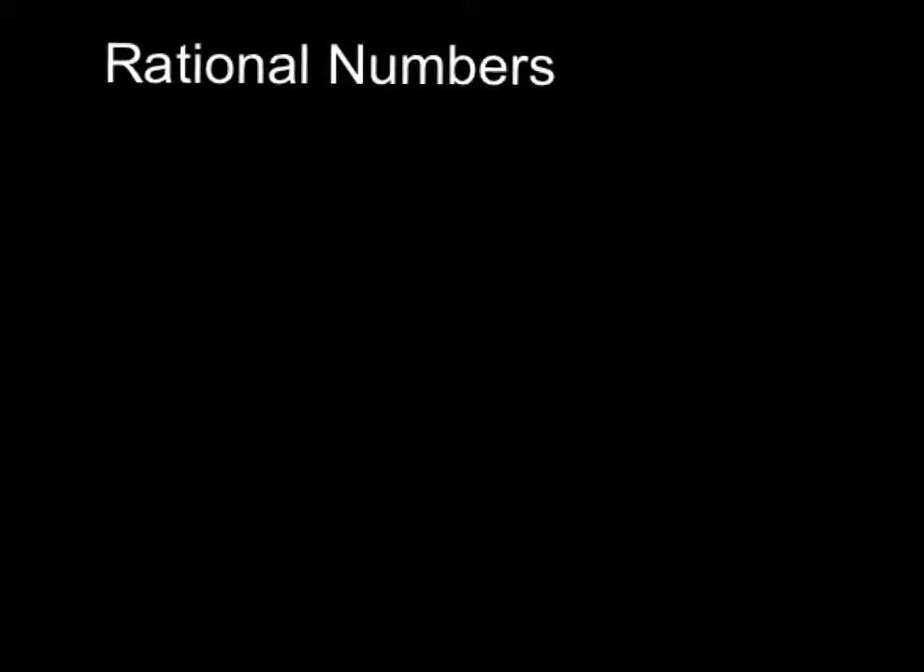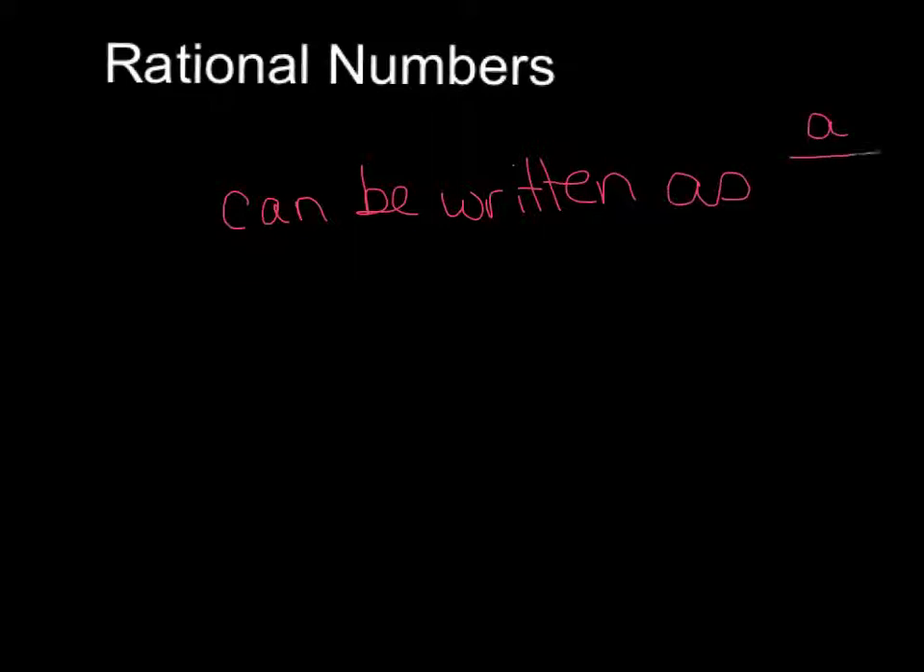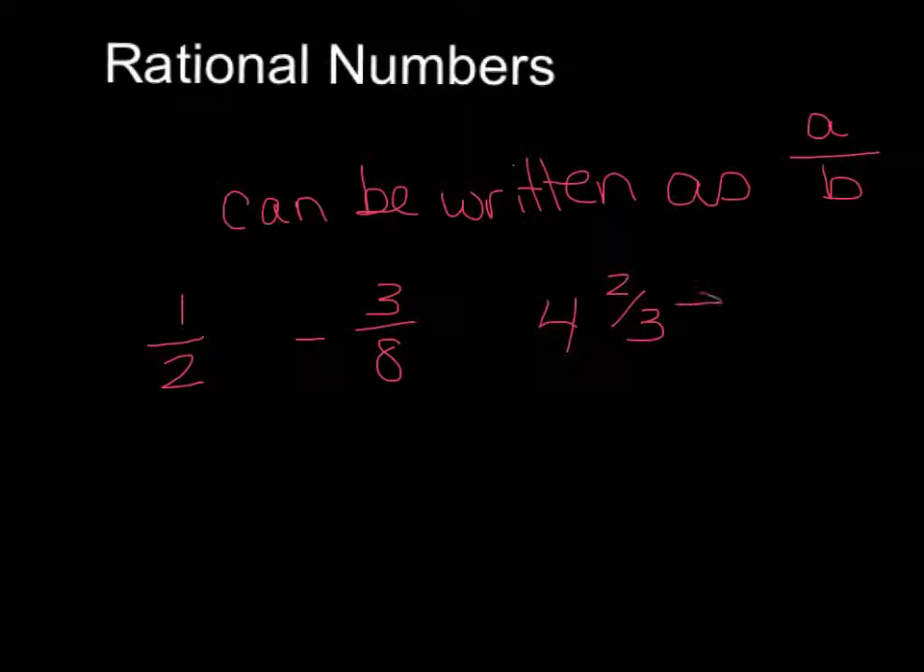Today we're going to take a look at rational numbers. A rational number is basically any number that can be written as a fraction. So we say usually as A over B. What that means is that our traditional fractions, 1/2, -3/8, 4 and 2/3, these are all rational numbers, okay? Even 4 and 2/3 can be written as 14/3.